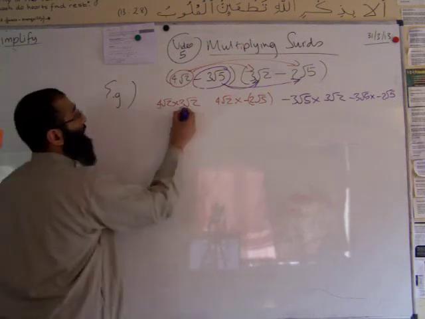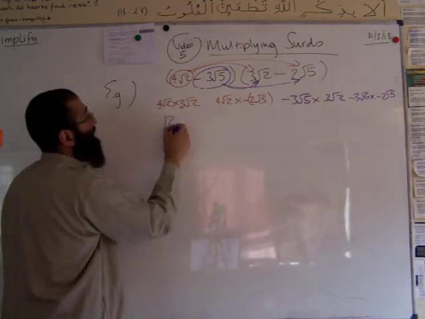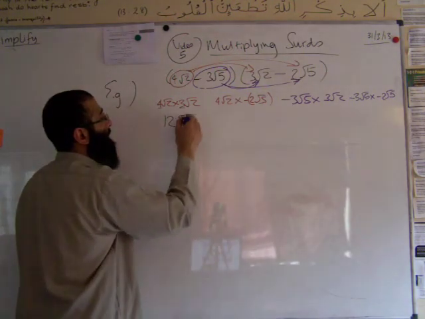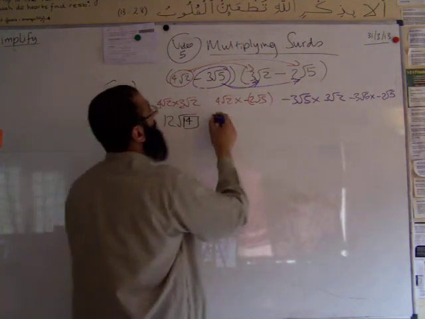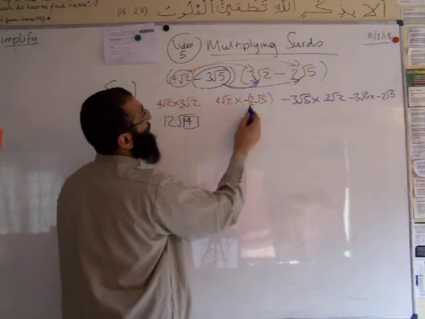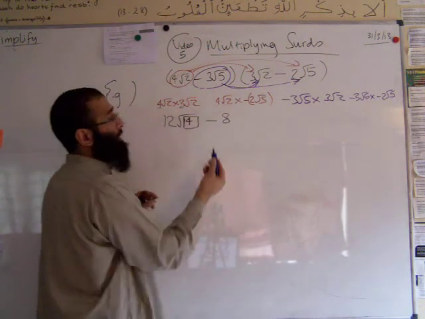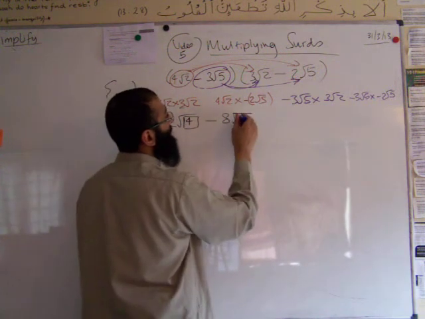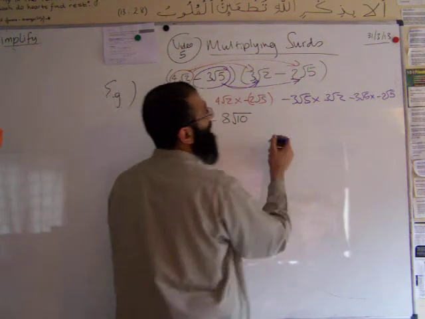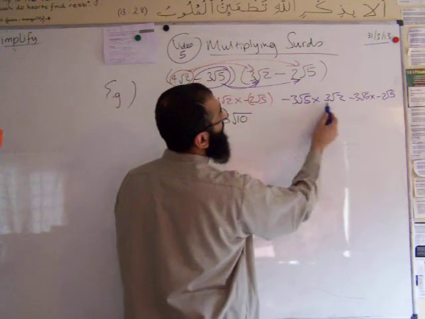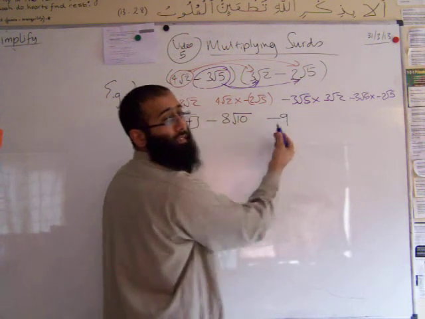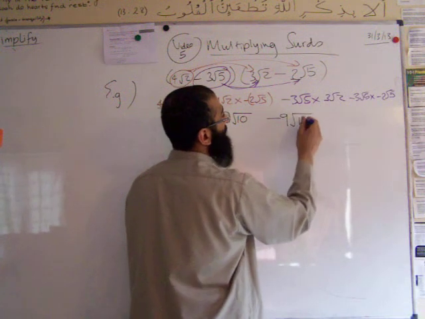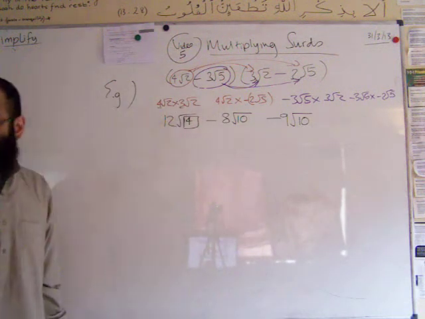So, 4 times by 3 is? 12. Root 2 times by root 2 is? Root 4. Okay. 4 times by minus 2 is? Minus 8. There comes the sign in between now. Root 2 times by root 5 is? Root 10. Okay. Minus 3 times by 3 is? Minus 9. There's the sign. Root 5 times by root 2 is? Root 10. Okay.